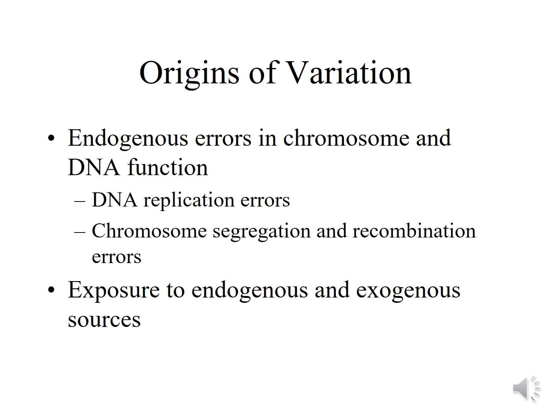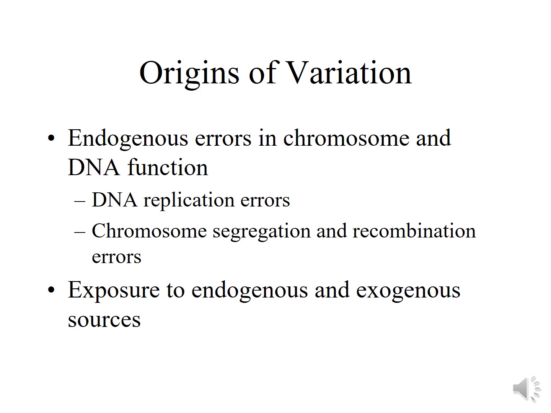So when we think about origins of DNA variation, they can arise as the result of endogenous errors in chromosome and DNA function. So that means that something that's actually the normal nucleic acid transactions that take place in our cell, such as DNA replication. There could be errors in DNA replication that lead to genetic variation or mutations. And there can be errors or alterations in chromosome segregation and recombination errors that again give rise to what we think of as a mutation.